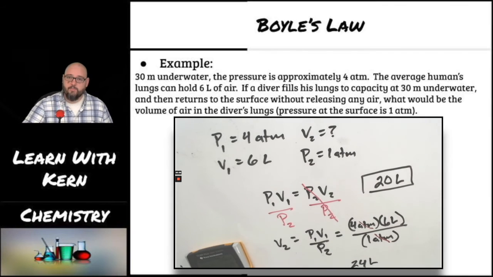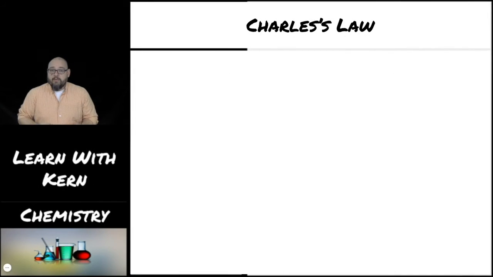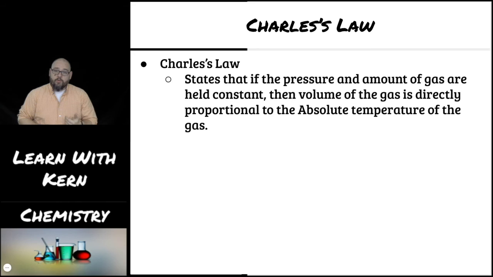So that's Boyle's law. Now, the third named law that we're going to talk about is Charles' law. Charles' law is going to relate volume and temperature. What Charles' law tells us is that if the pressure and the amount of gas are held constant, then the volume of the gas is directly proportional to the absolute temperature of the gas. And this is the law that was actually used to develop the Kelvin scale.